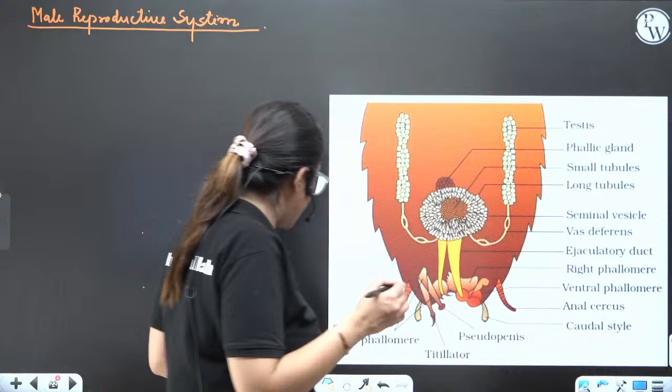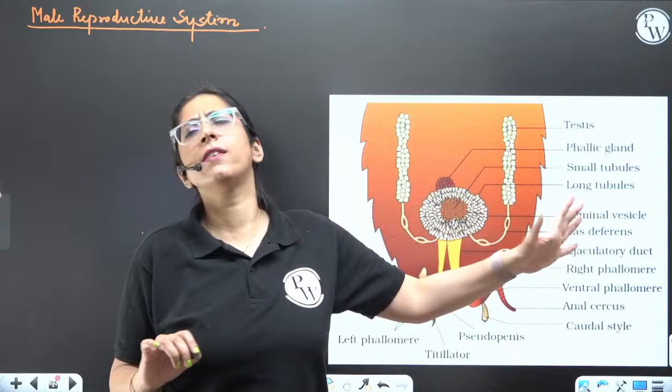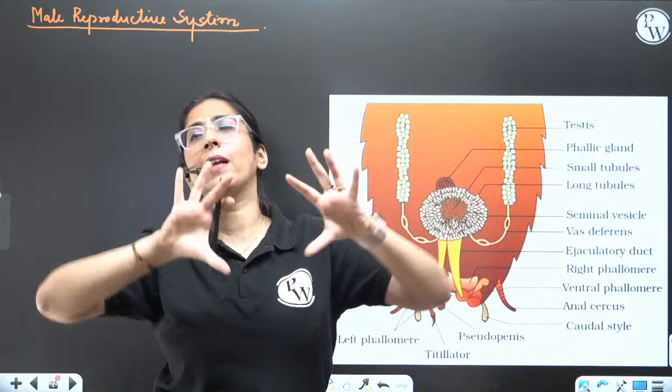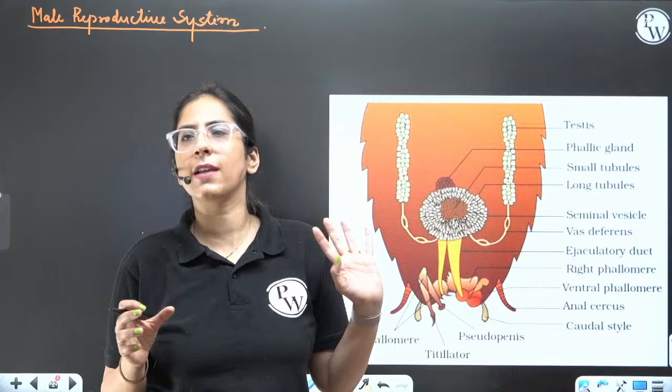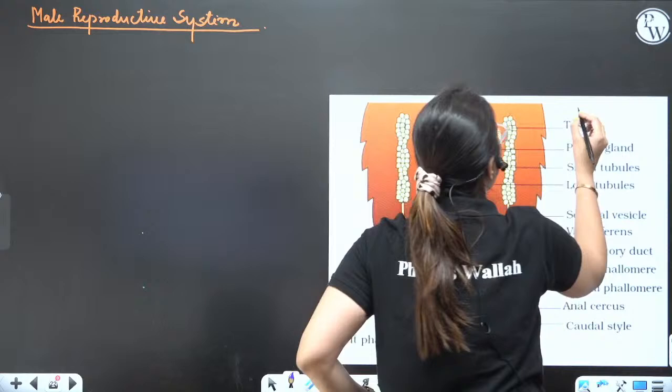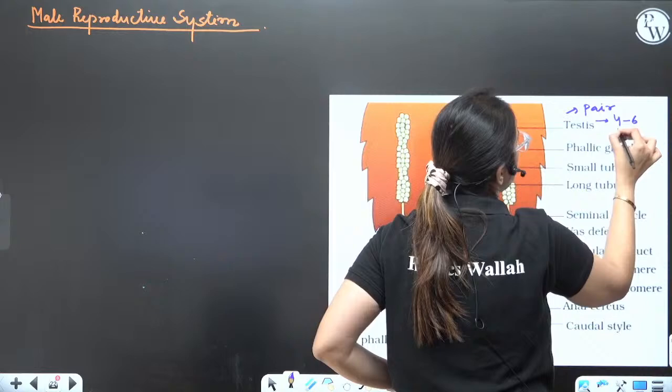Now let's understand this topic with the help of this diagram. If you're done with this diagram, that means this topic is 100% clear to you, with no need of revision also. I'll give you a cheat also on how to remember the segments. Here you can see testes are present. A pair of testes is there, in the 4th to 6th segment. What will it do? It will secrete sperm.